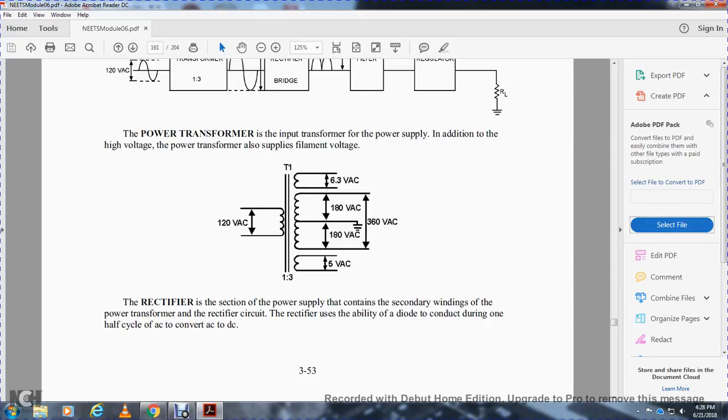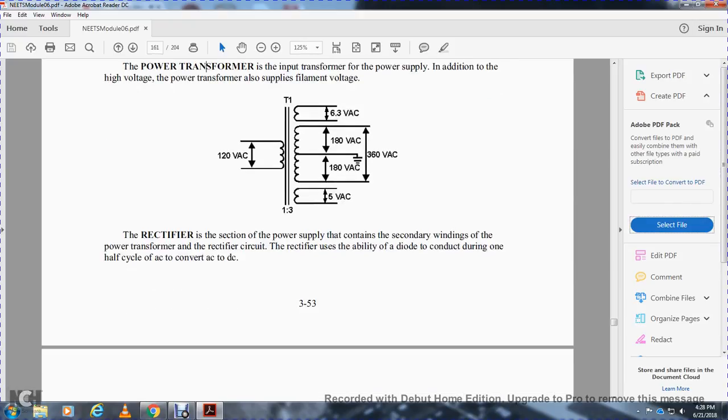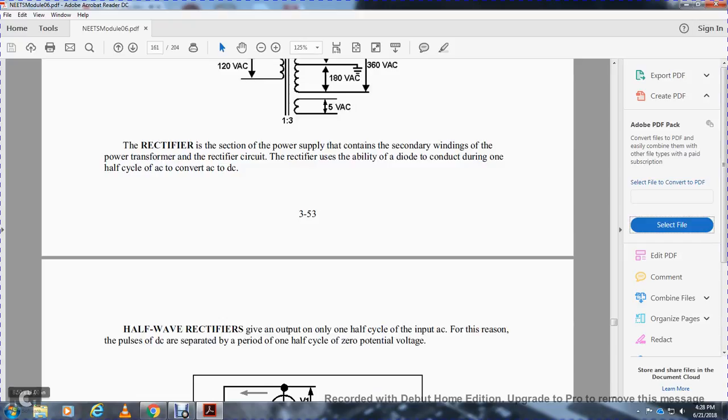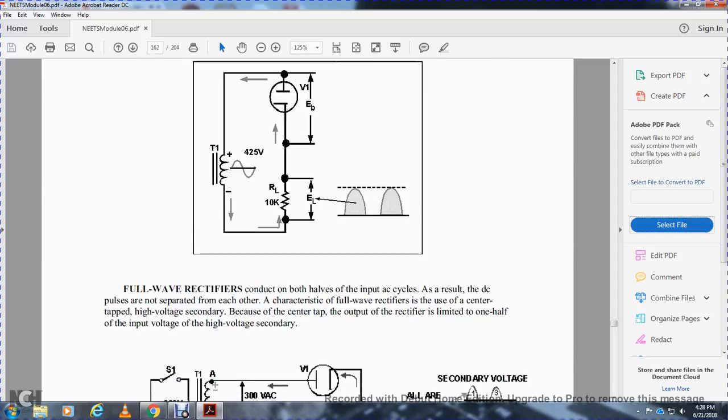The rectifier's ability, with the diode, is to conduct during half cycles of the AC to convert AC to DC. A half-wave rectifier gives output with only one half cycle of the AC. For this reason, the pulses of DC are separated by a period of one half cycle of zero potential. A full-wave rectifier conducts both halves of the input AC cycle. The resulting DC pulses are not separated from each other.